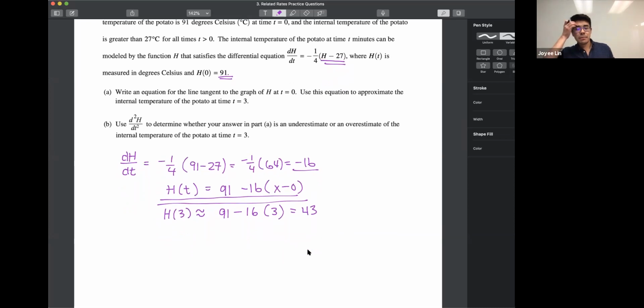And then what about part B? It says take the derivative with respect to both sides. So take a second and see if you can help me calculate d squared h over dt squared. See what you get for part B.